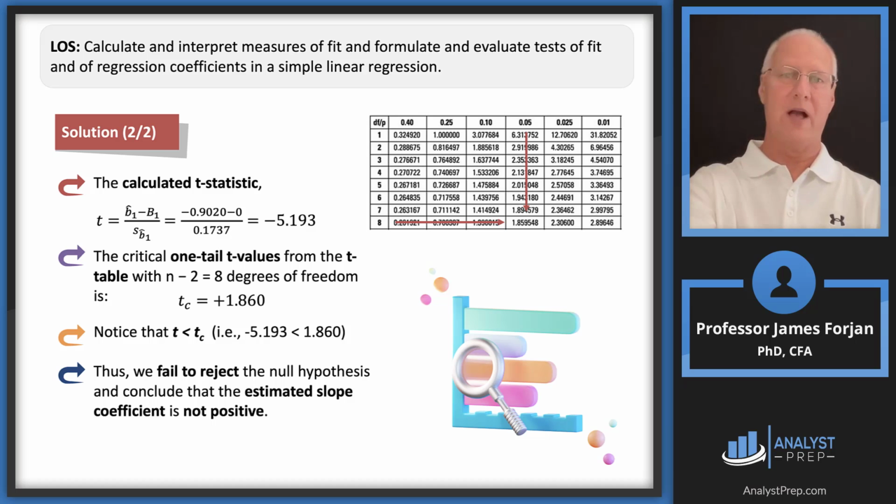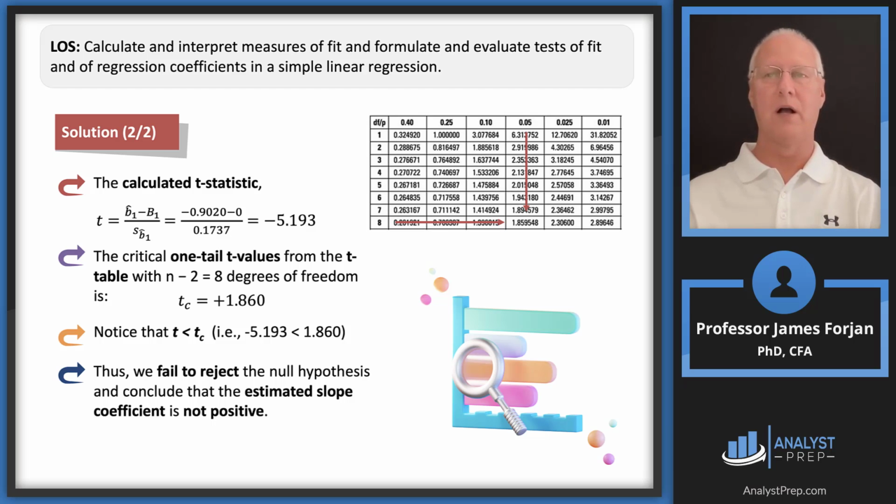We get out the table, which we give you here on the slide. Run your finger down to degrees of freedom of 8. Run your finger over to 5%, because this is a one-tailed test, right? So you get the 1.86. It's minus, because we're doing less than, right? That's our null hypothesis. So we fail to reject the null hypothesis, and we conclude that the estimated slope coefficient is not positive. Let me go back real quickly to what I said in part 1.